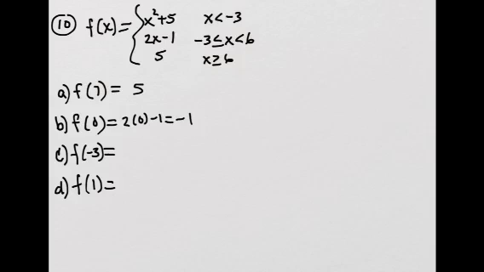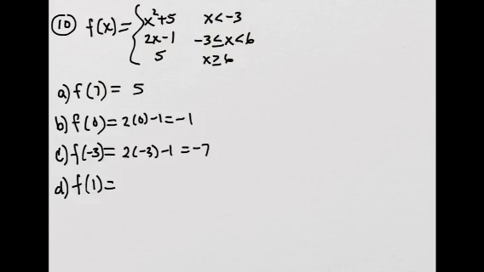Then negative 3. Well, I see there's a negative 3 here and a negative 3 right here. So the piece that says equal to is this one, right? So that means that I'm going to use this piece of the function, 2x minus 1. So it's going to be 2 times negative 3 minus 1. So negative 6 minus 1 is negative 7.